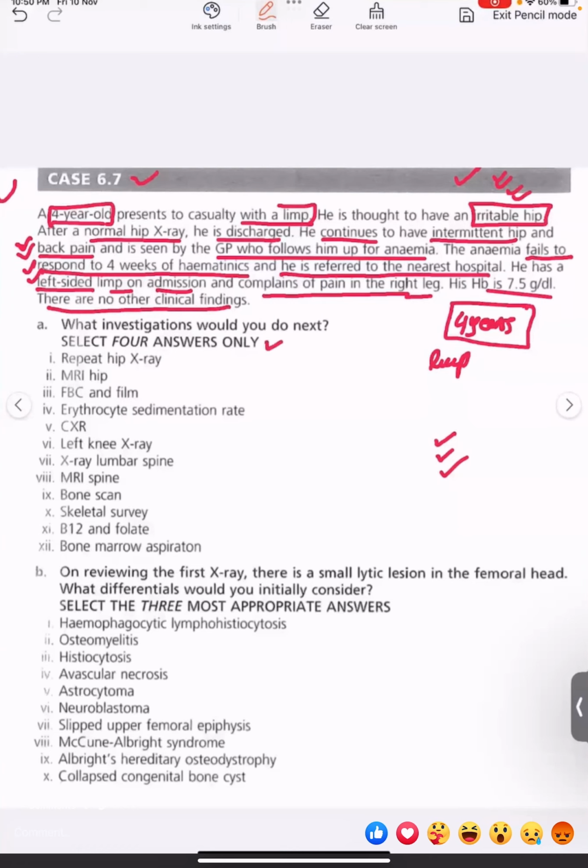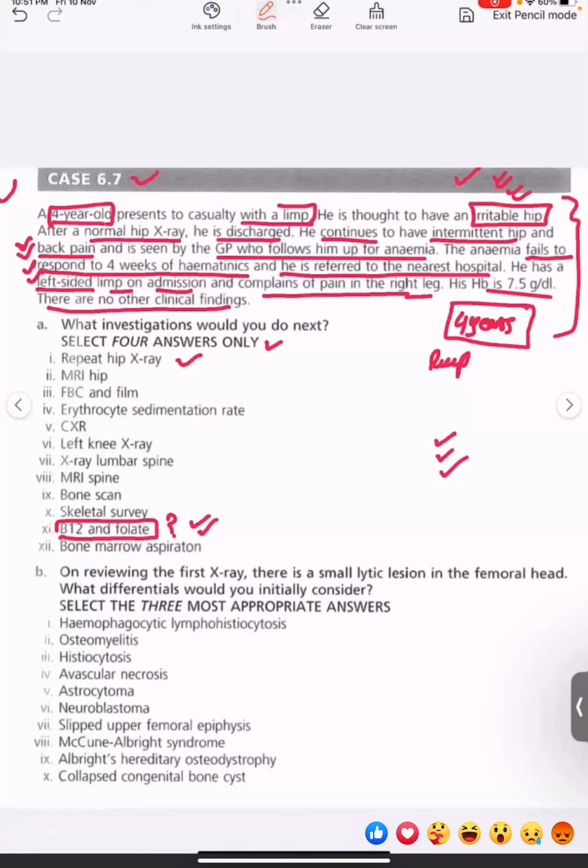Select 4 answers. Okay. Repeat hip x-ray. What is our problem in this case? Is this a case of B12 and folate deficiency? Okay, we will not jump to the neuroblastoma. Yes, Dr. Genia, you are very right. But let us discuss. Is this a case of B12 and folate deficiency?